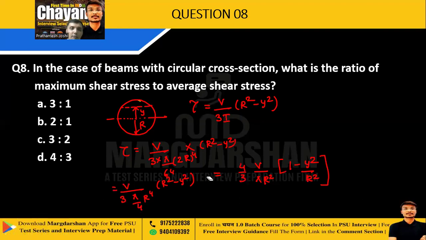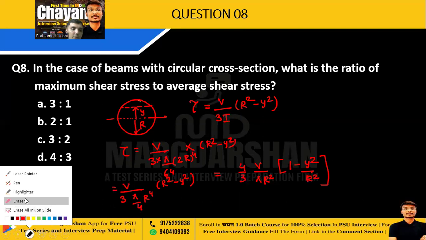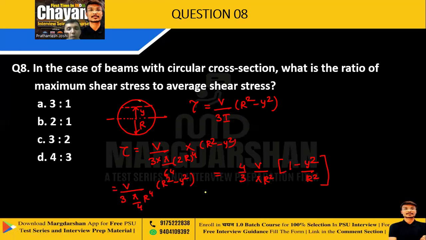Now we know this should be maximum at the neutral axis for a circular section. The neutral axis is the same here. So now tau maximum would be 4 upon 3 V upon pi r square, and tau average would be V upon pi r square. If we take the ratio, 4 by 3 is the correct option from here.